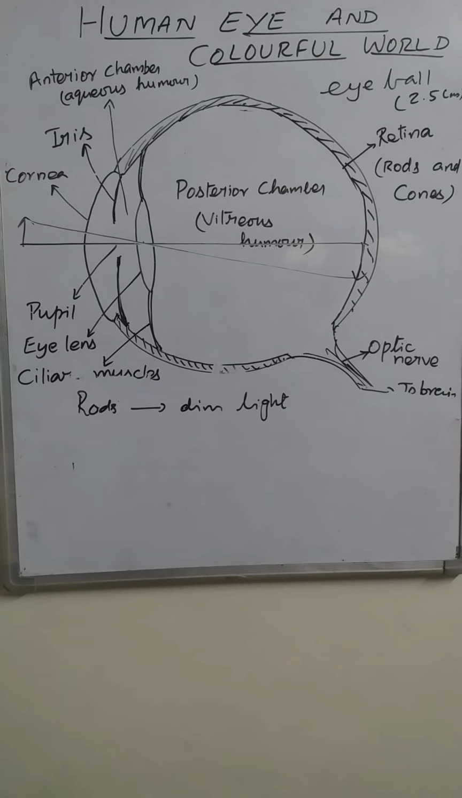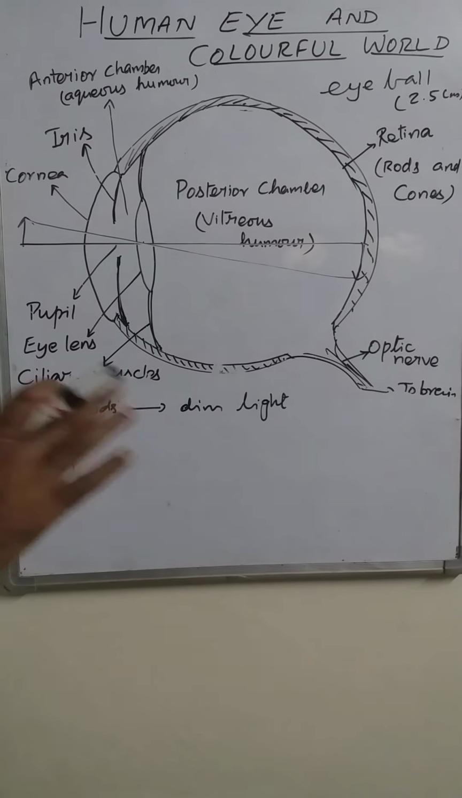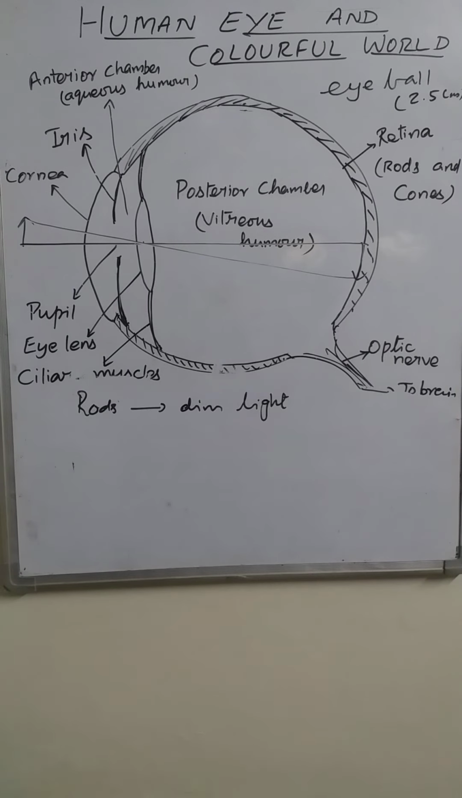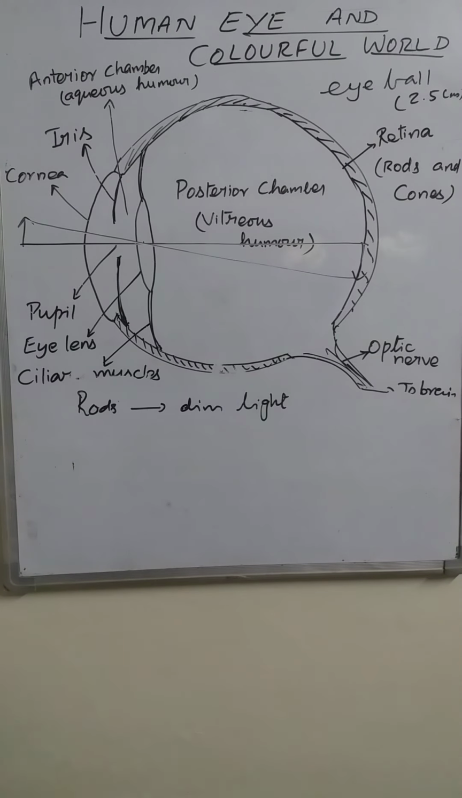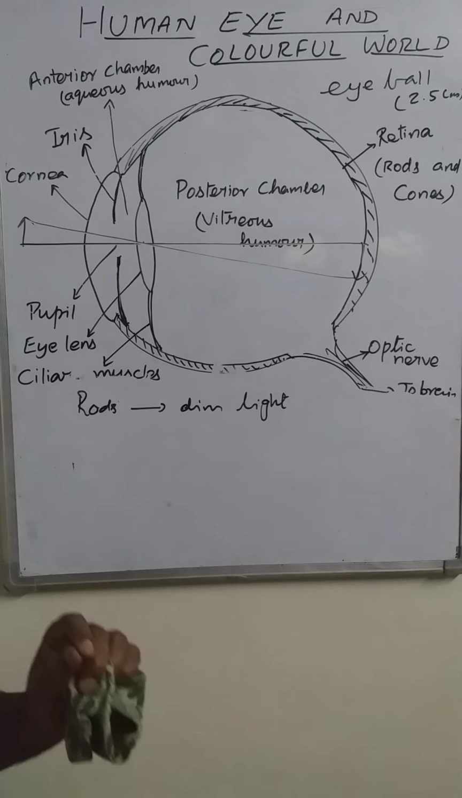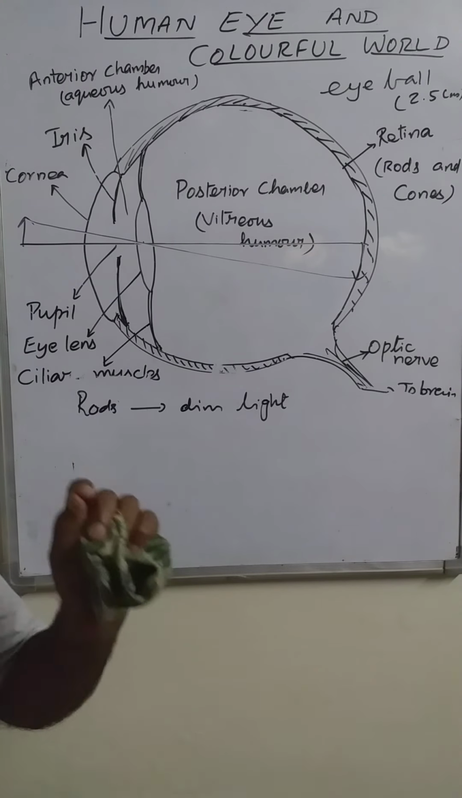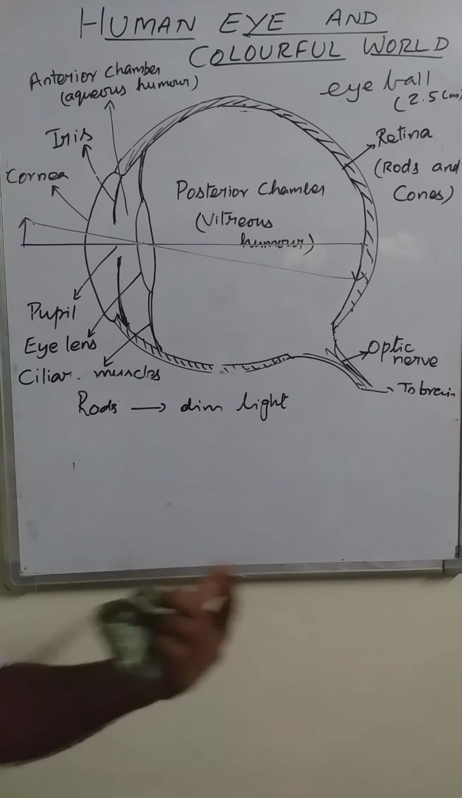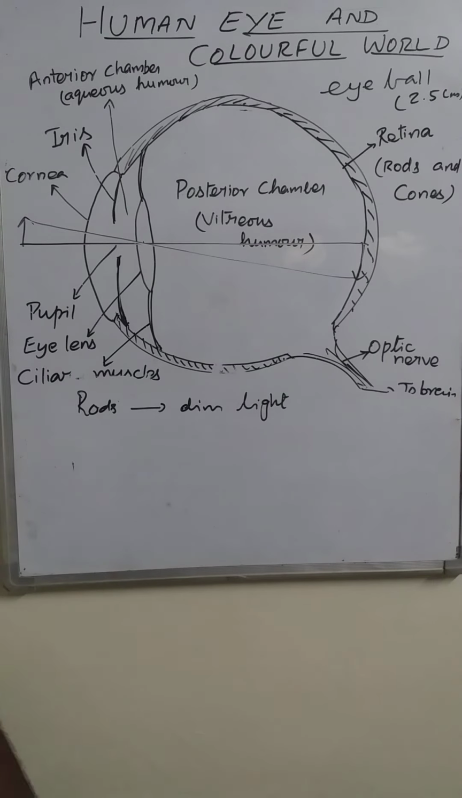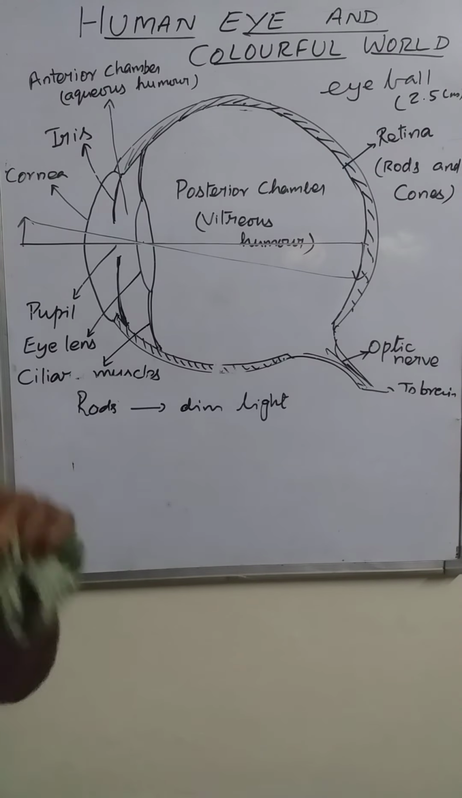If a person is having a very large number of rods in their eye, they are able to see the objects in the dark, in the dim light. If the rods are less, if they have no rods, they cannot see in the dark. But normal people are able to see the approximate size of object, approximate structure. This is because some rods are present in our eye.